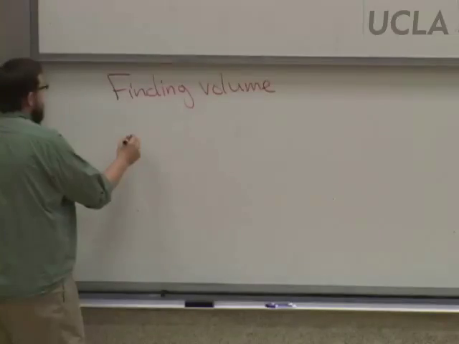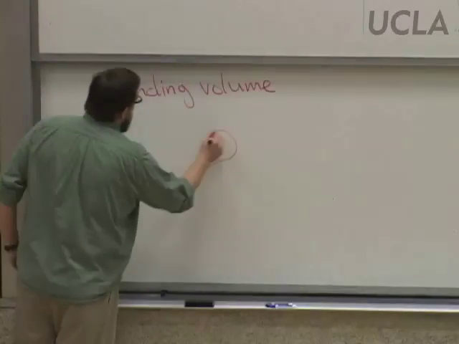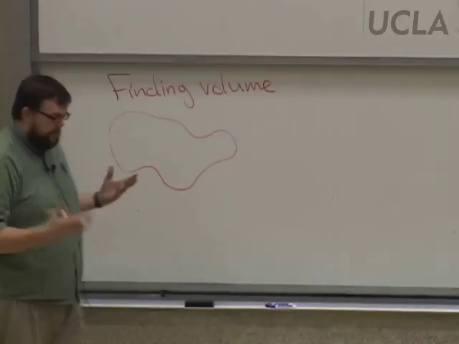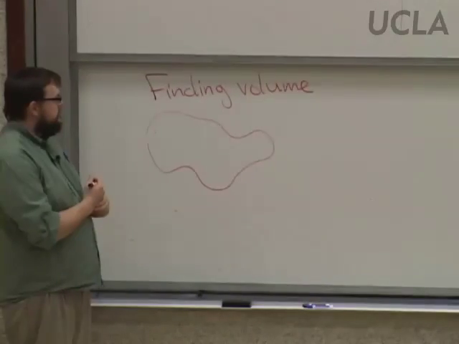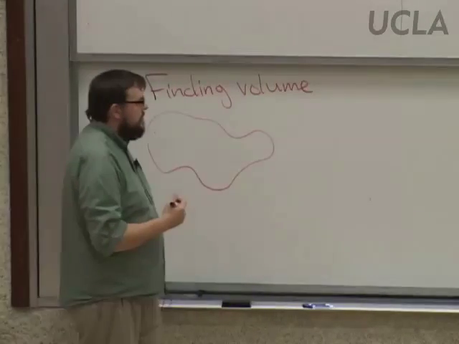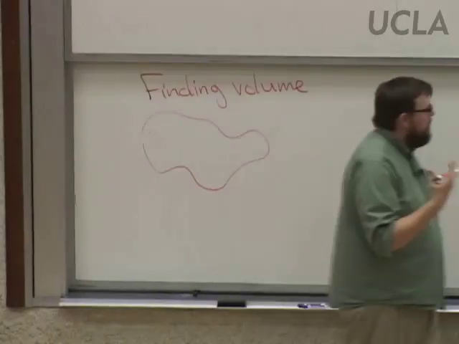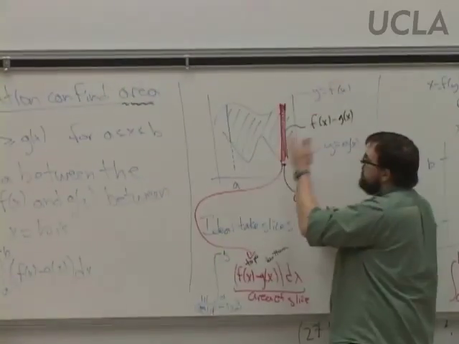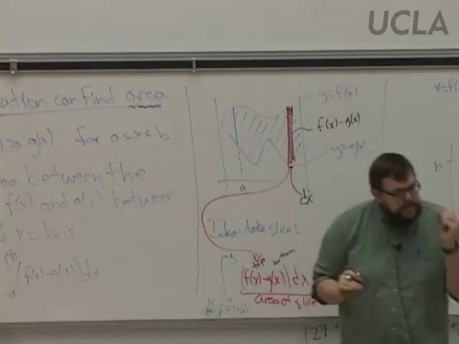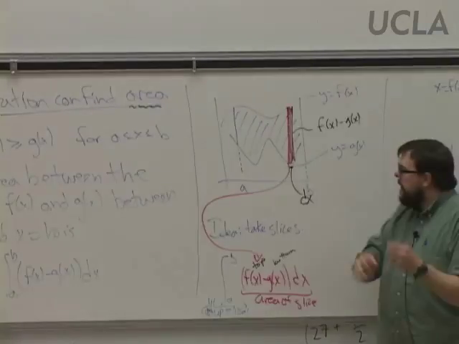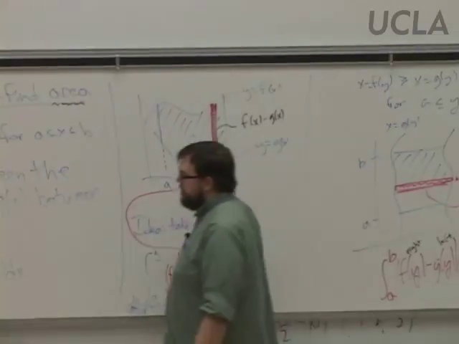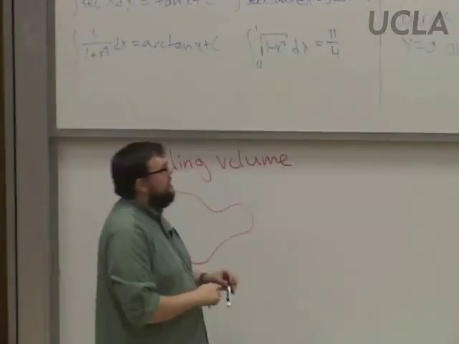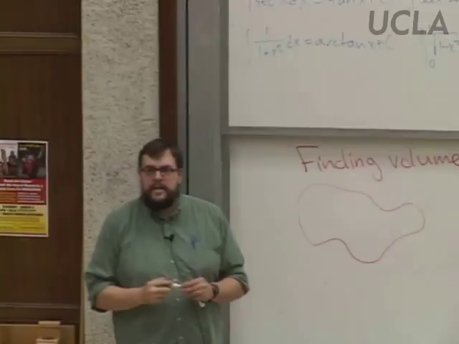So I have some sort of three-dimensional blob, some weird shape, and I want to find the volume of this shape. Well, one way to think of it is to go back and ask, how did I find area? The way I found area was I said, I'll just cut it up into little tiny pieces. Each piece I understand. Then I'll add up all the pieces together. So we're going to do the exact same thing. Now our pieces are going to be little tiny volumes.